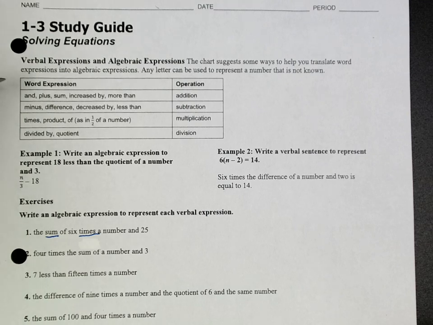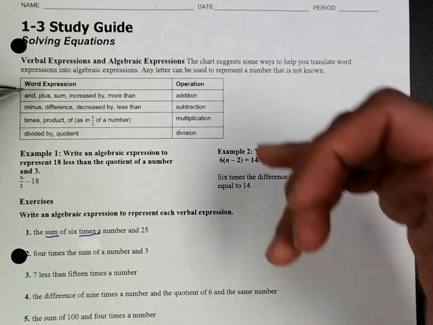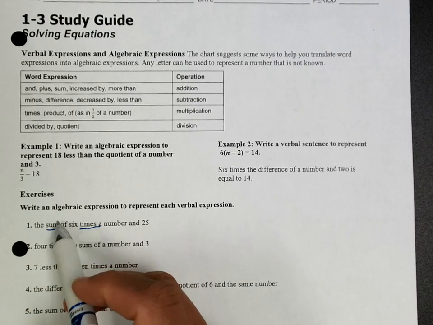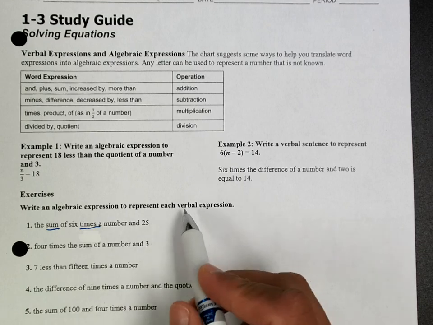Notice that right here we have a few word expressions to describe the following operations. You can read that yourself if you like. You can pause at this point and read them. Alright, so we're going to jump to the exercises. So right here we're going to write an algebraic expression to represent each verbal expression.